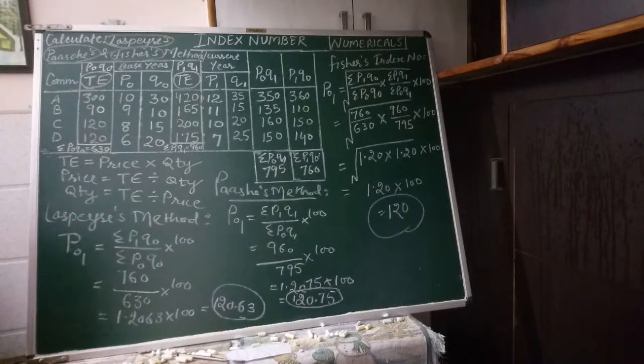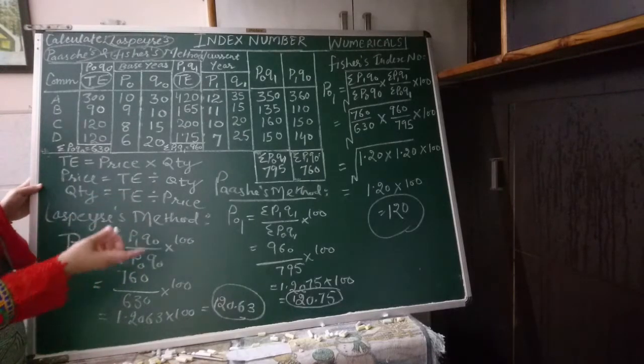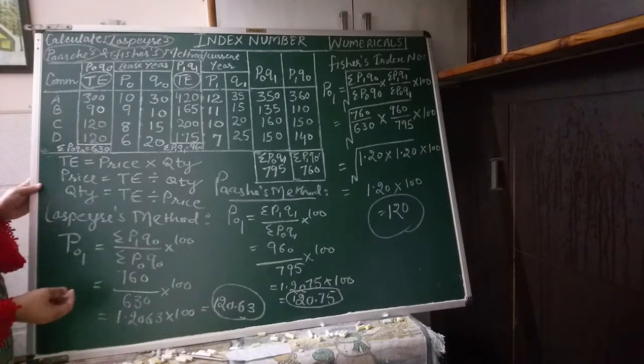So approximately all the values are 120. Laspeyres method, Paasche's method and Fisher's index number values are 120.